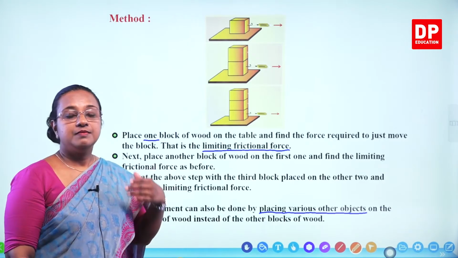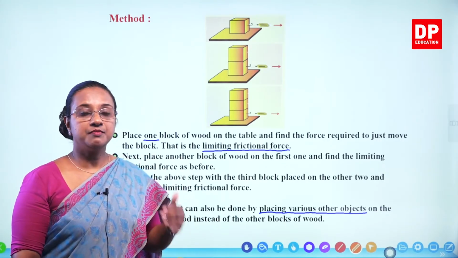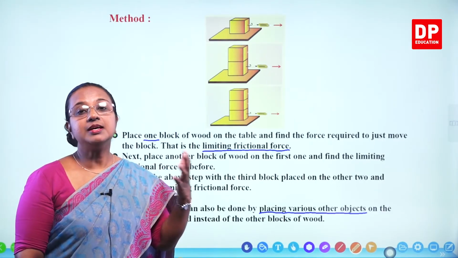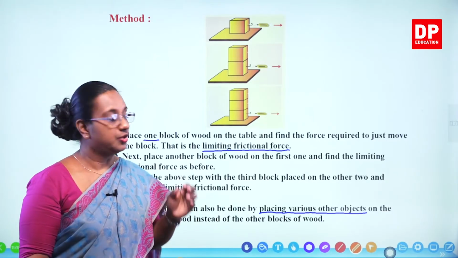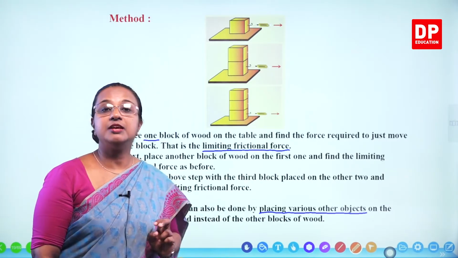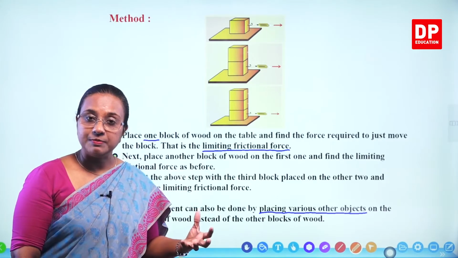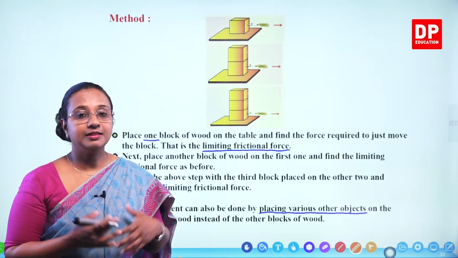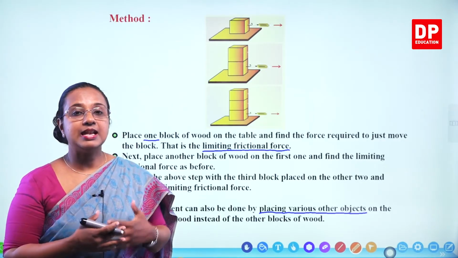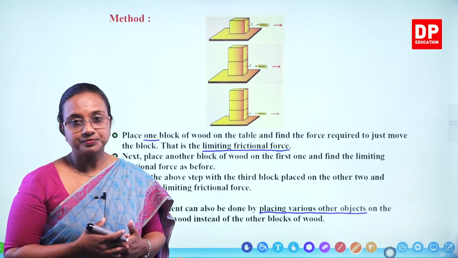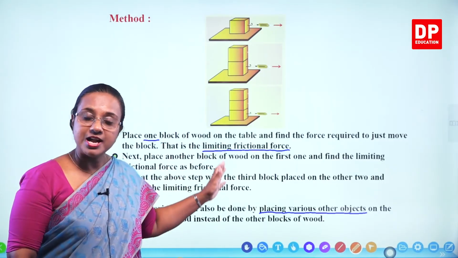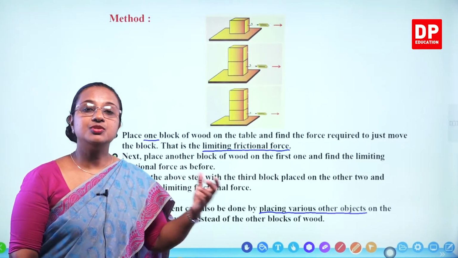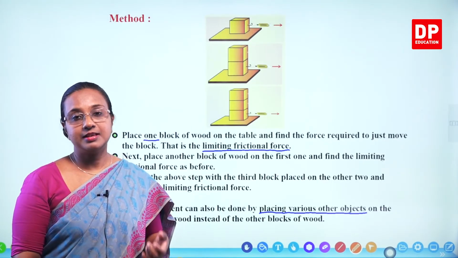So here we just want to observe whether the perpendicular reaction affects the limiting frictional force. So therefore we can use different objects. It would be better if we use objects of different weight. Then you can understand the effect easily. So students, you have understood the steps of this activity clearly. Now let us do the activity in the lab.